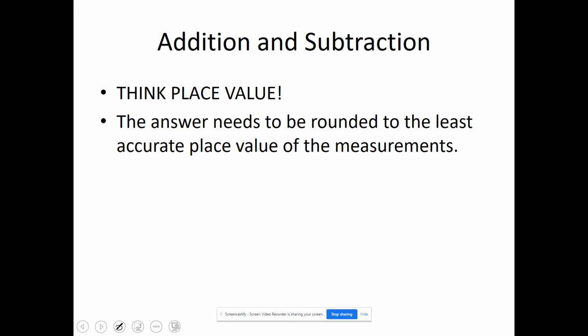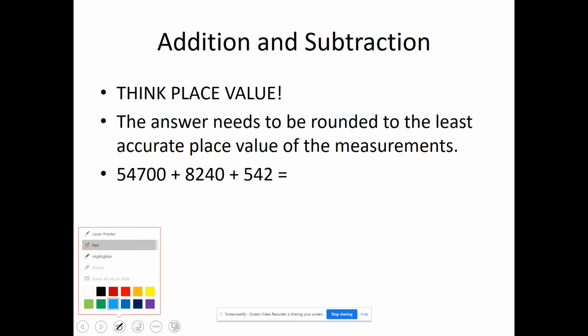And then you always go to the least accurate measurement, whether it's adding, subtracting, multiplying, or dividing, you always go to the least accurate. So always think place value for adding and subtracting. No matter what, we're always going to the least accurate. Sometimes it's easier to write the examples. Try to get a darker color. Sometimes it's easier to write these examples up and down.